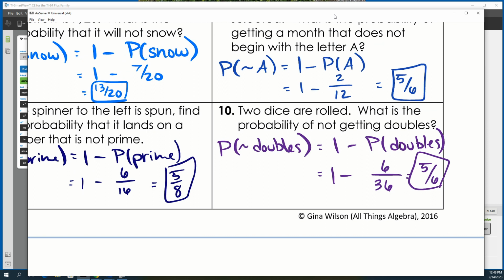Pretty high, so you're not going to get doubles when you roll 2 dice. It's a whole lot of other things you can get.